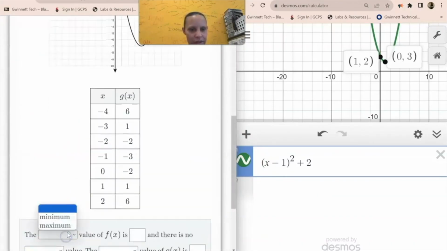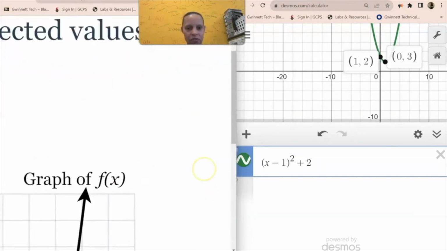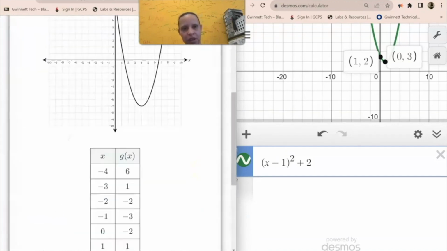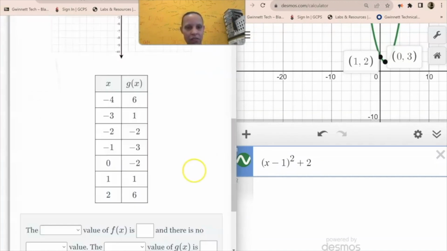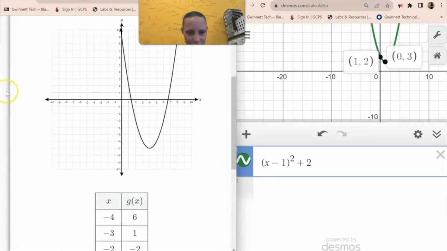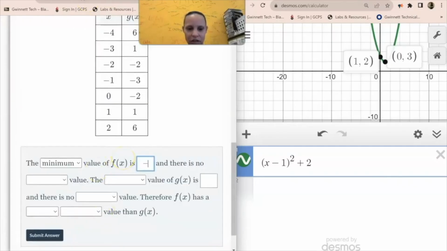All right, the maximum or minimum of f of x. It's really important that you just know how to read the graph. So this says f of x, right? So when you're answering f of x, look there. And when you're answering g of x, look here. So let's take a look at f of x. Does it have a minimum or a maximum? It has a minimum. The minimum of f of x is, so what's the minimum value? Remember, it's just the y value, right? Which is what? -7. So the minimum value is -7, and there is no maximum because it's a minimum.